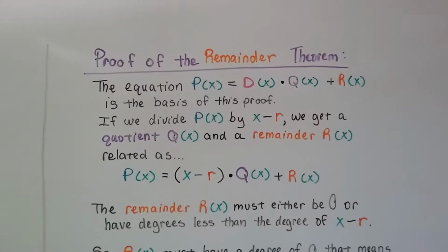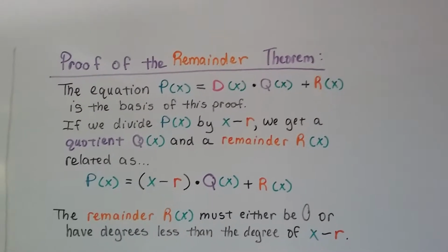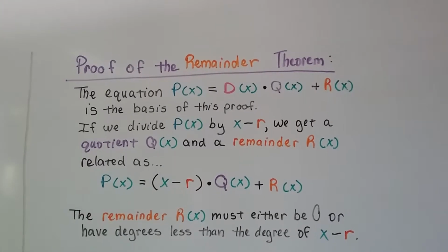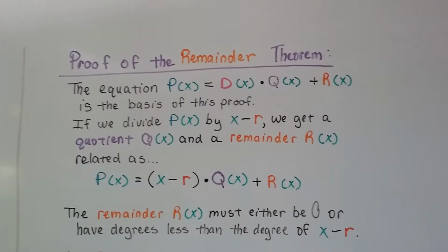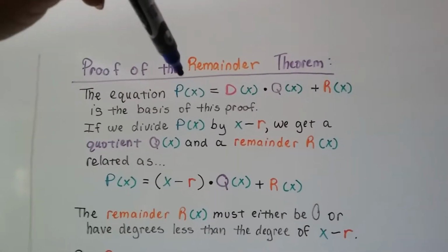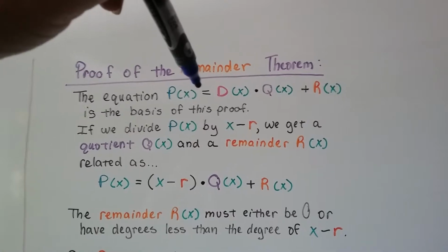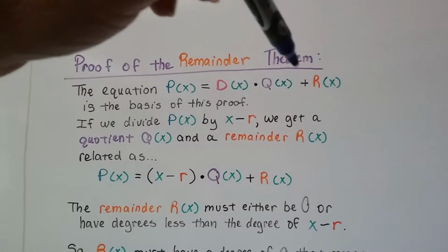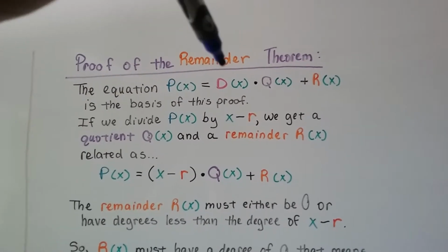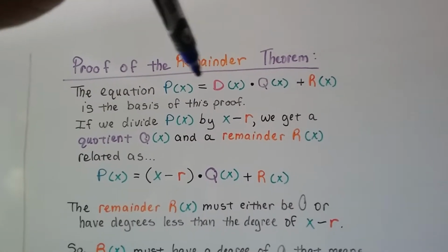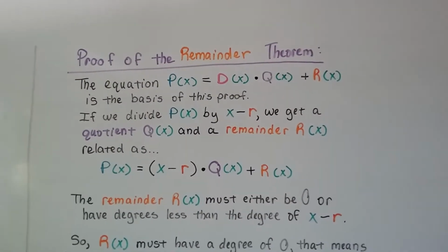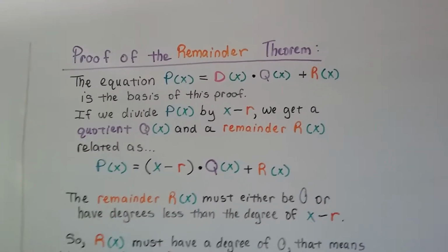In the equation, P of x equals D of x, that's the divisor, times Q of x, that's the quotient, plus R of x, that's the remainder, is the basis of this proof. Now, we talked about this in the previous videos. This is like saying 12 is equal to 2 times 6 plus 0, right? So if we had division and had 12 divided by 2, that would be the divisor. The quotient would be 6, and we'd have a remainder of 0. So that's the basis of this proof.